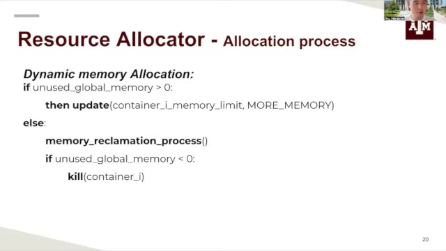If there's not enough global memory left, that means we need to reclaim some memory from other containers. So the resource allocator will tell the controller to do that, which is the memory reclamation process I introduced before. And if after the reclaim there's still not enough global memory, that means all the memory is fully used by the other containers, so the current container should be killed.